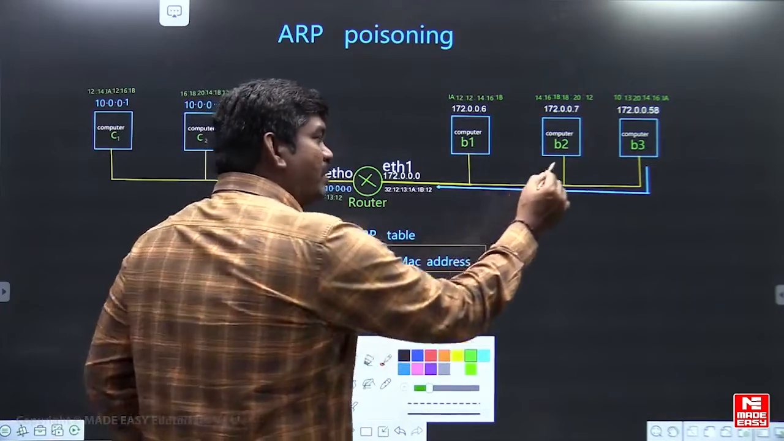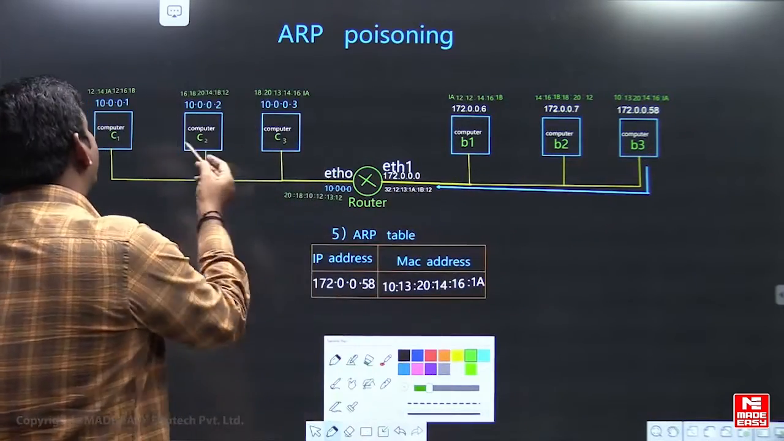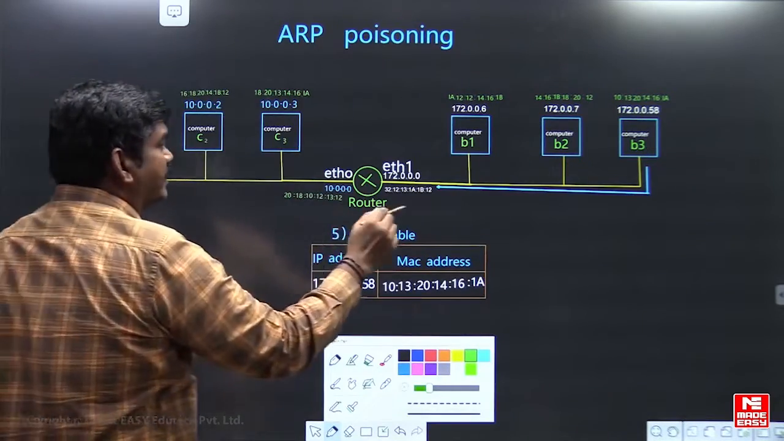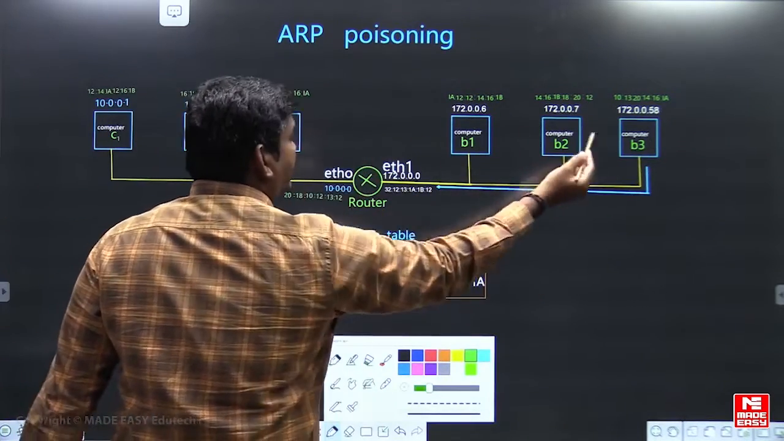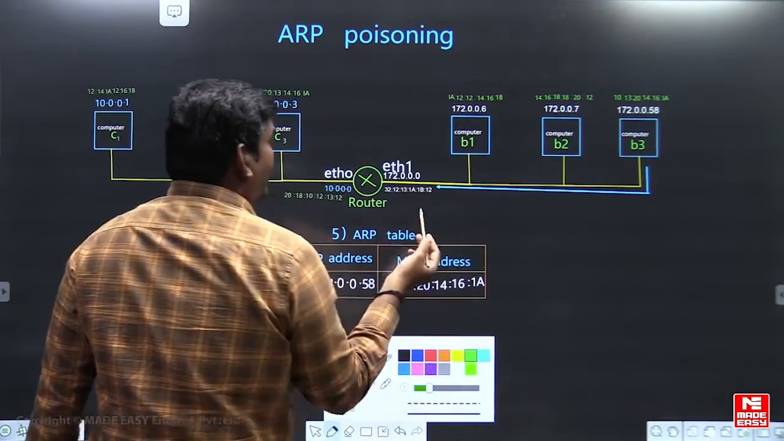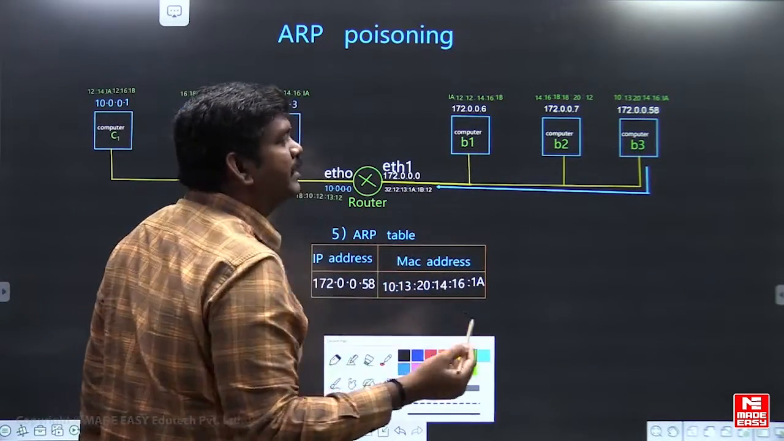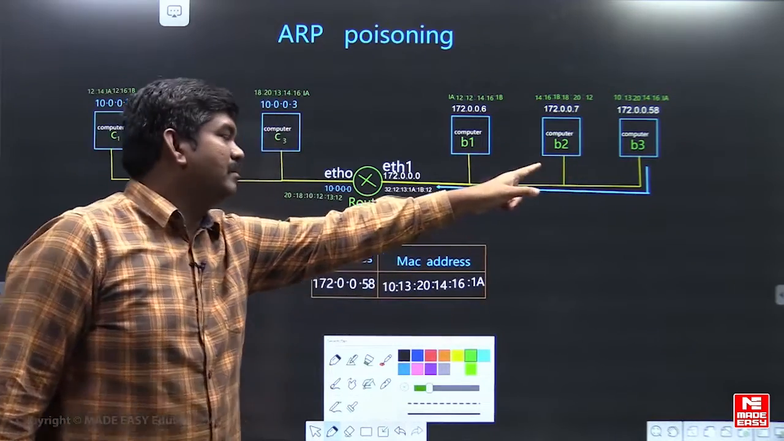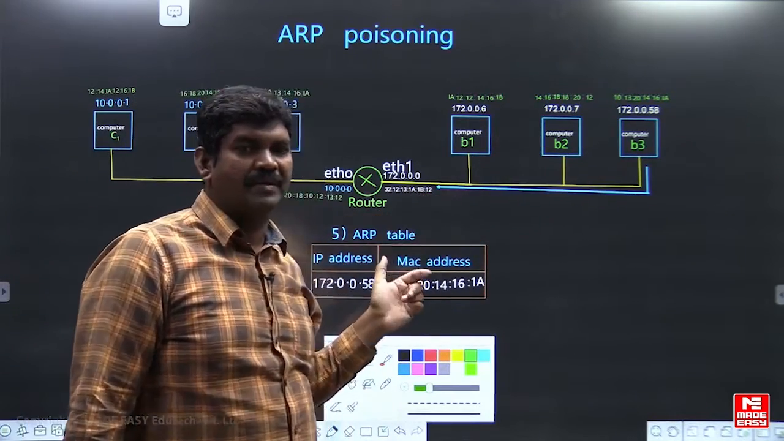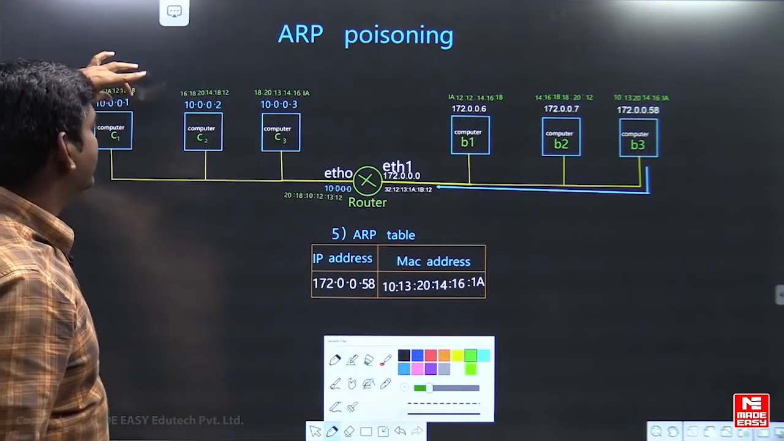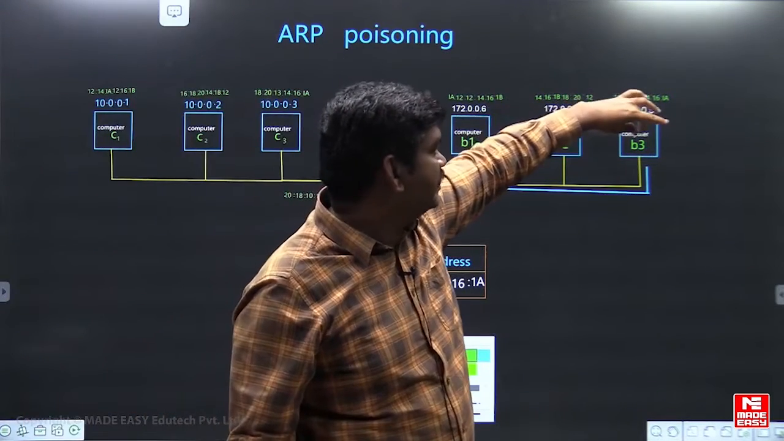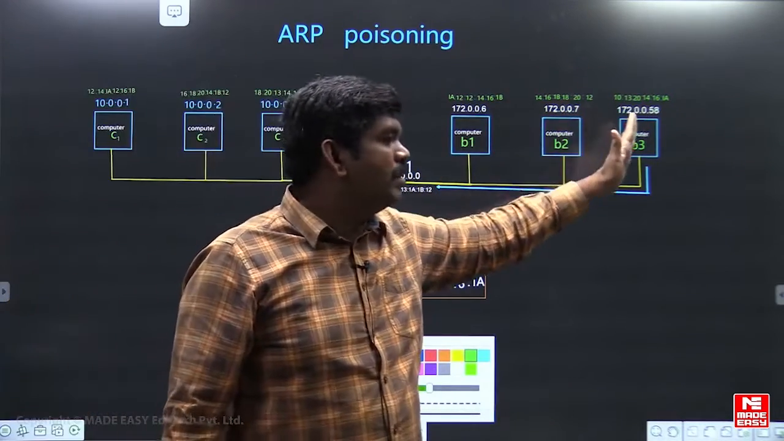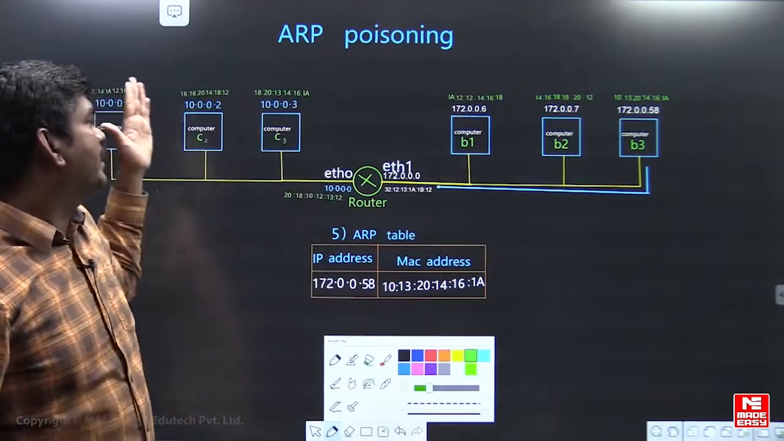Same like that, if you observe, when B3 wants to communicate to C1, the same hacker is going to impersonate B3 by giving his own MAC address along with the IP address. Suppose you assume that C1 is Alice's computer and B3 is Bob. So Alice is thinking that she is communicating to Bob, and Bob is thinking that he is communicating to Alice.